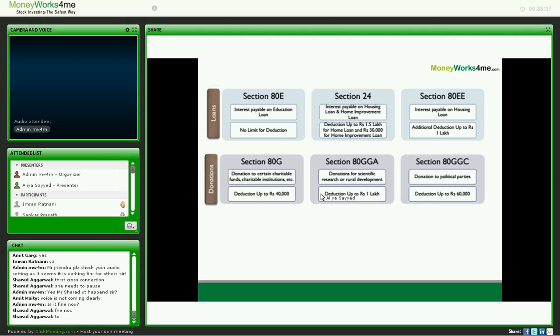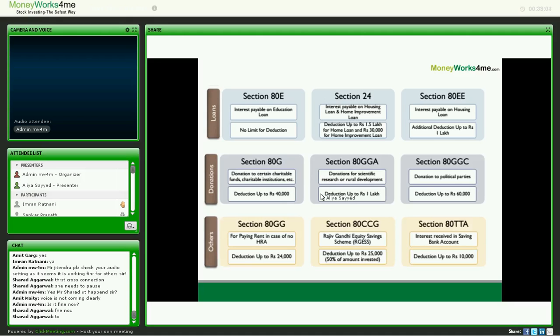And then finally, there's a category that a lot of us do not explore, which is donations. Donations again are if you are a philanthropic person and you wish to donate to charitable institutions, you believe in charity, then this is a great opportunity for you to go and donate to several charitable institutions. You can also donate towards scientific projects or to political parties and claim deductions on these.